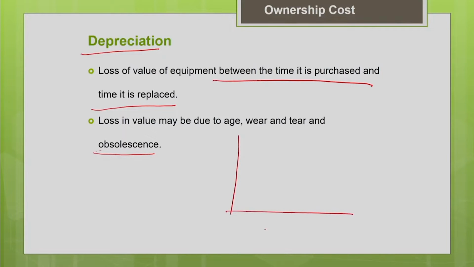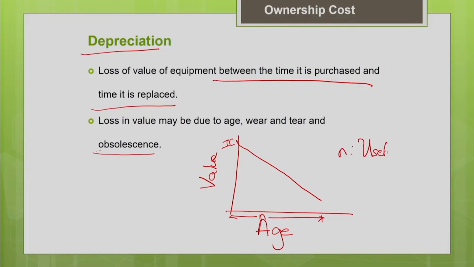You have the age of the equipment on the x-axis and the value of the asset on the y-axis. Now you can see that when you purchase the equipment, the initial price will be like this. Say this is the useful life of the machine, N. So you have purchased the machine by paying this initial cost. So what is this N? N refers to the useful life of the machine.